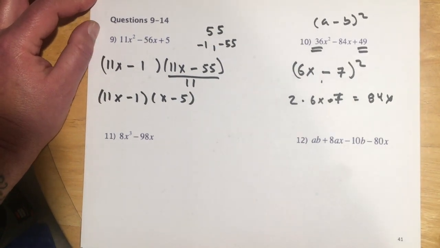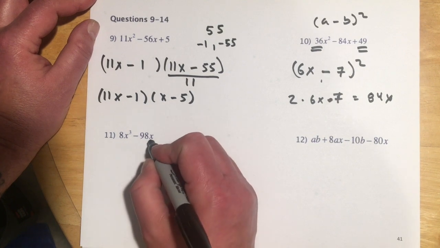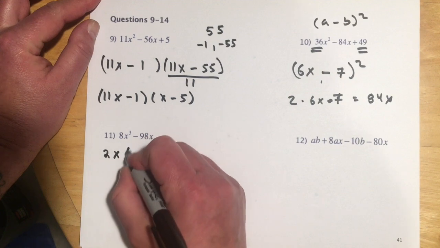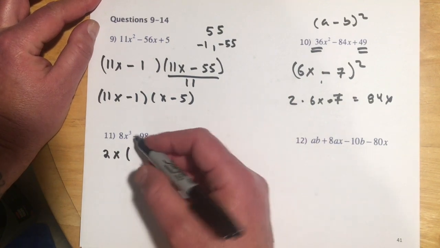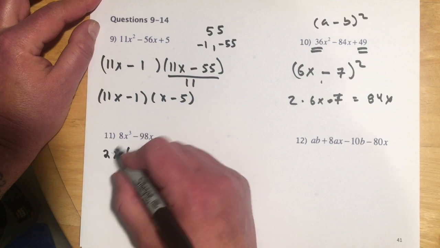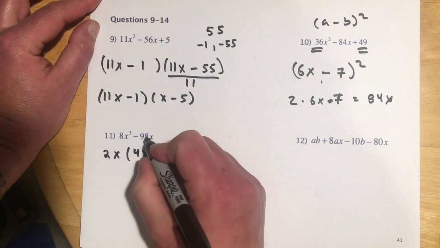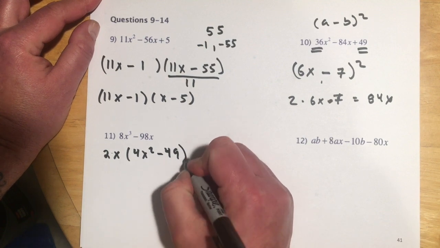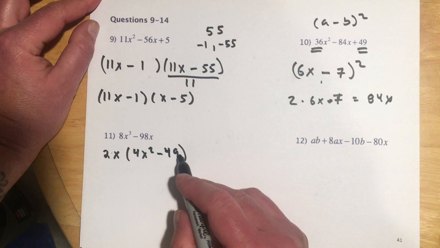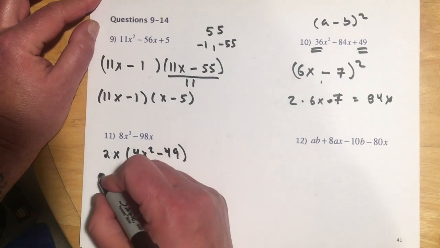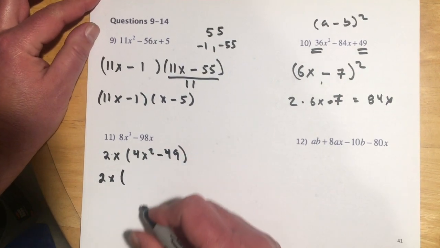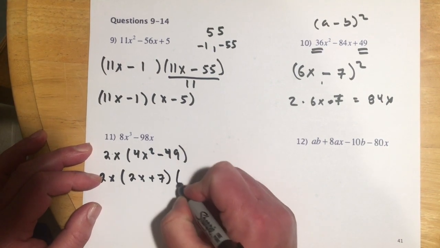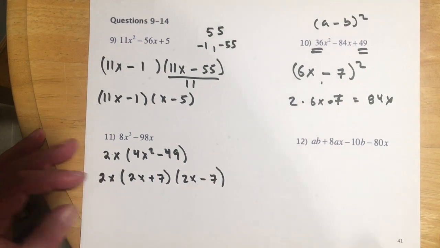This next one has a common factor, so we should get that out of the way. I think we can get a 2 out of both. So 2x, and we always want to look for common factors first. So 2x and then 4x squared, and 2 goes into 98, that'd be 49. Just jumping the next step in my head. And then 49 and 4 are both perfect squares, and that's that 2-term kind, so it'll be a plus b, a minus b. So 2x plus 7, 2x minus 7.